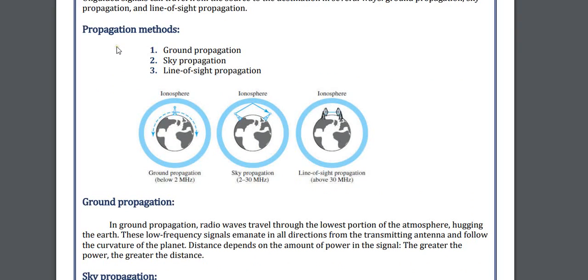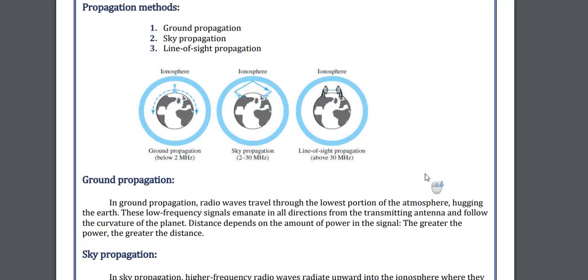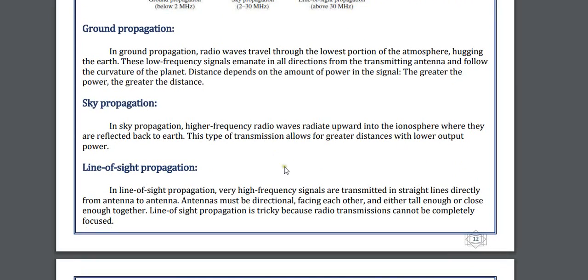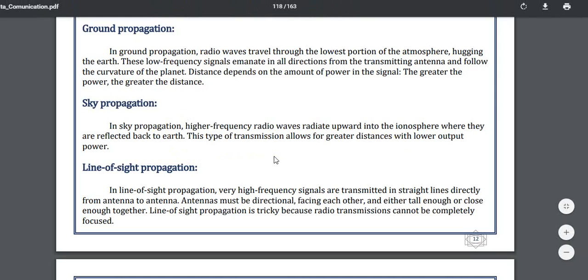The propagation methods are ground propagation, sky propagation, and line of sight propagation. The ground propagation looks like this one. Sky propagation looks like the antenna sends the signal to the sky, then the station sends it to the next one. Line of sight looks like this, where the antennas are connected face to face. The frequencies are given below. Here are some details of ground propagation, sky propagation, and line of sight propagation.